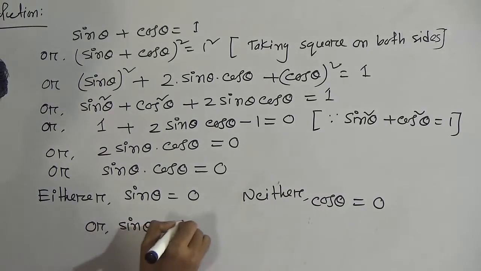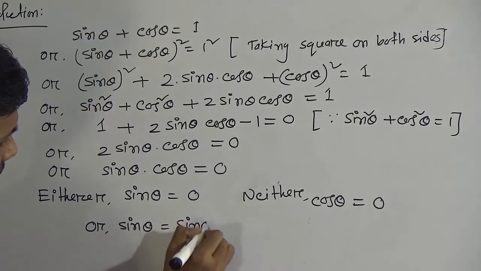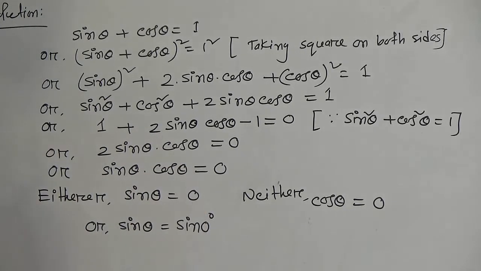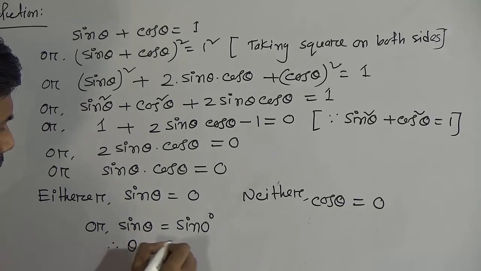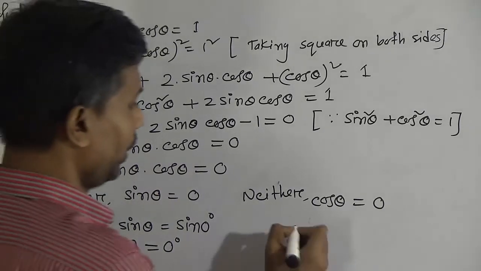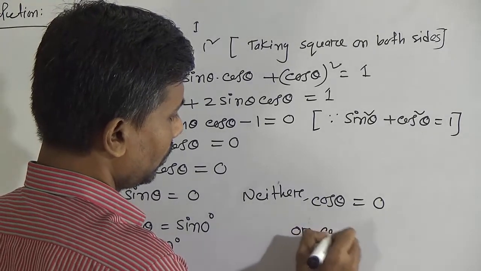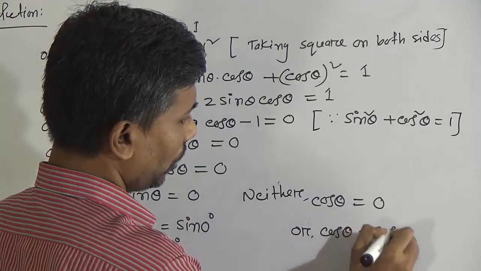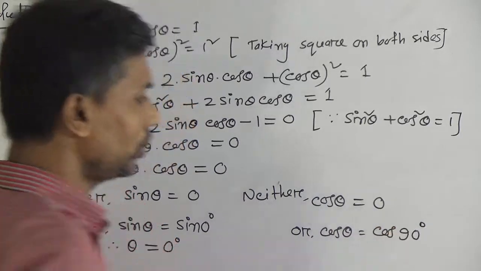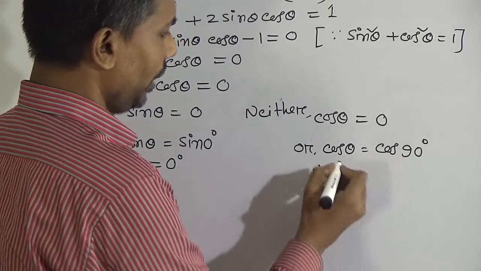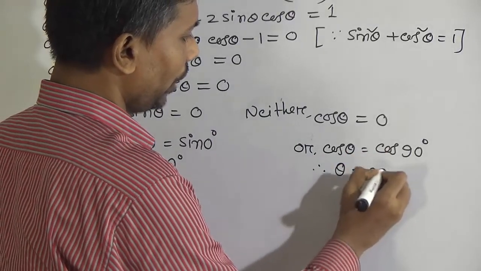Sin theta, we know sin of 0 degree equal to 0. The value of sin 0 degree is equal to 0. Okay. Now you see sin and sin, we can vanish them, then we get theta equal to 0 degree. Similarly, cos theta, we know cos 90 degree is equal to 0. Okay, therefore cos and cos vanish, then we get theta equal to 90 degree.